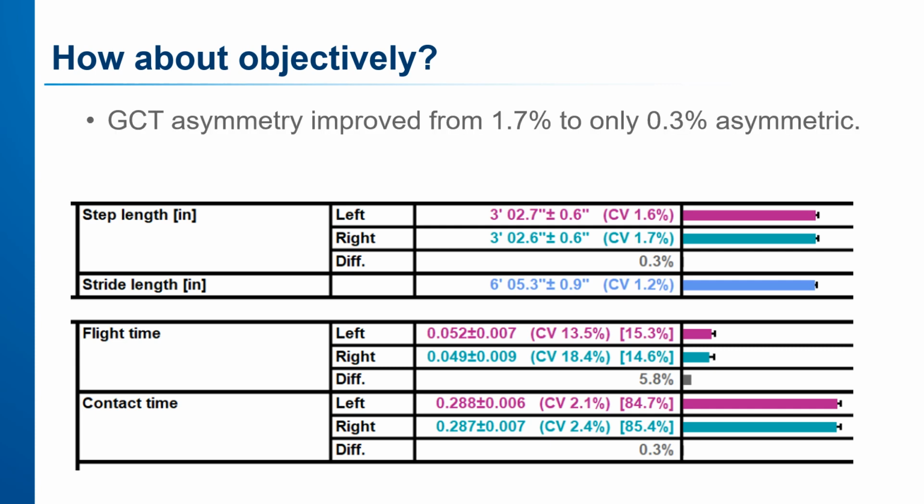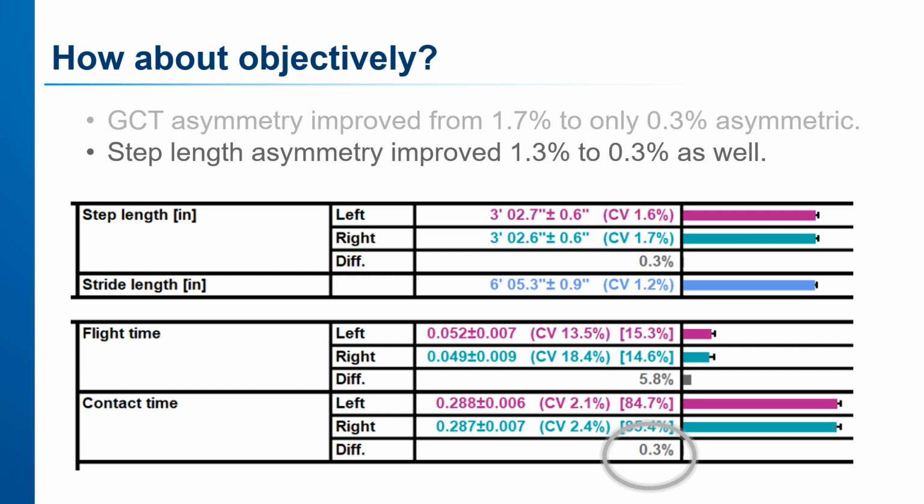Previously, we saw the ground contact time was 1.7% asymmetric. Now it's only 0.3% asymmetric. Similarly, the step length improved from 1.3 to 0.3% as well. So although it's a little unexpected what we saw before with the right leg almost appearing to be stronger, at least now we're seeing more symmetry, which usually correlates to the runner doing better as well.